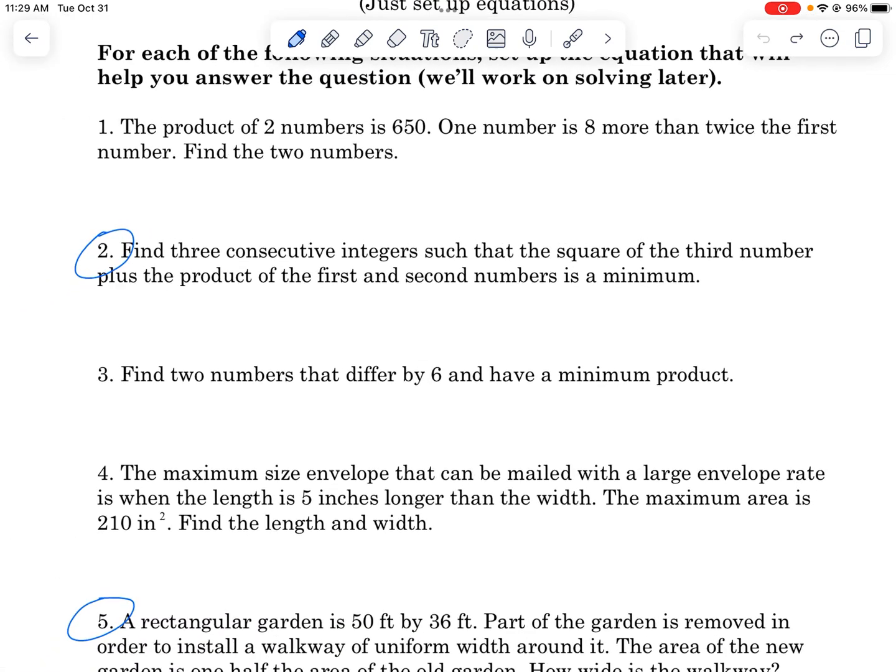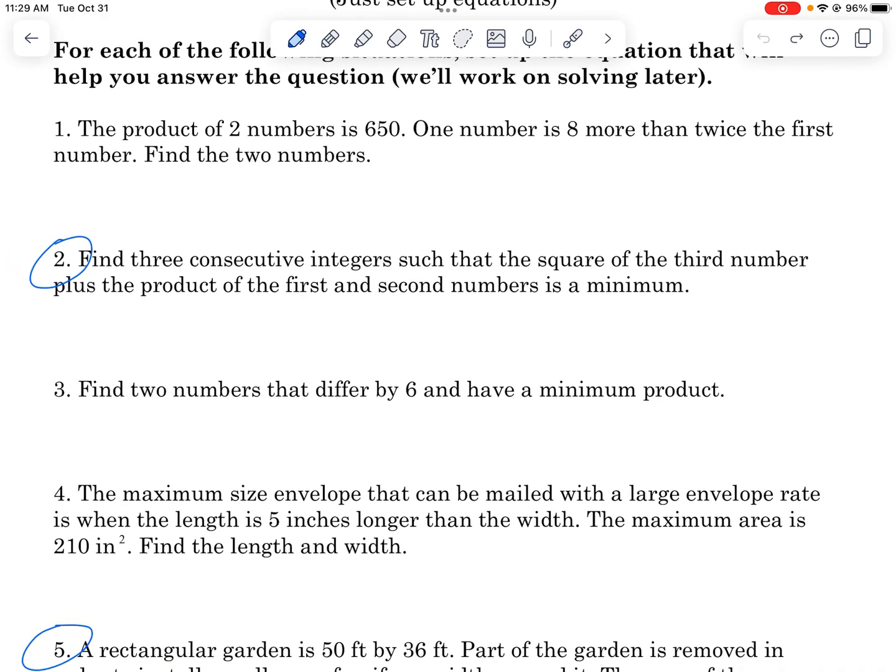We'll skip number 1. Let's go to number 2 here. We need to find 3 consecutive integers such that the square of the third number plus the product of the first and the second number is a minimum. Woof! That is a lot of math words. That's okay, though. We're going to turn all these mathy words into mathematical expressions that make an equation.